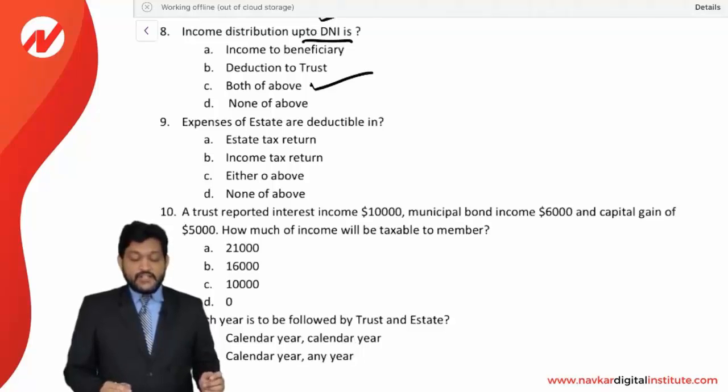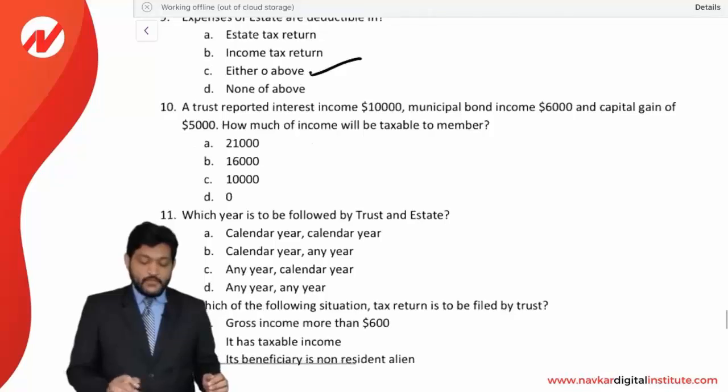Expenses of the estate are deductible in the estate tax return or the income tax return at their option. So it will be either of the above. C is the correct option.